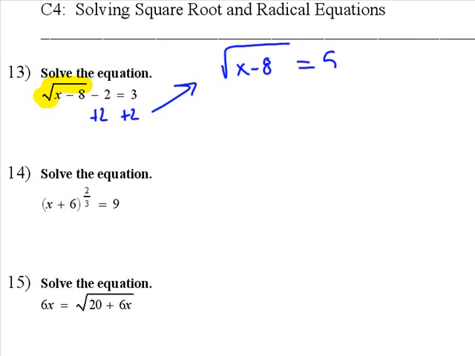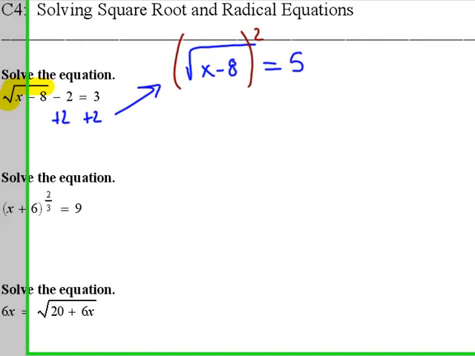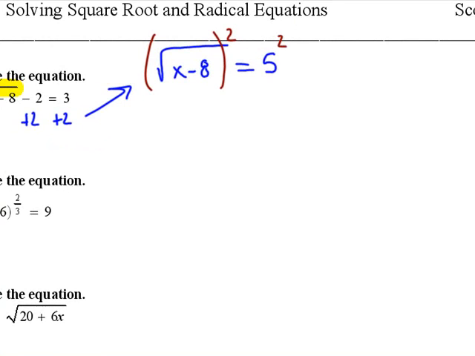Once I'm here, I want to square both sides. Squaring both sides is going to get rid of that radical, which is what I want to happen along the way. So x minus 8, anything square rooted then squared, those are inverse operations. They'll undo each other. They're just gone. I get what's inside, x minus 8, is equal to 5 squared or 25. If I add 8 to both sides, I get 33. So for number 13, I'm getting 33.